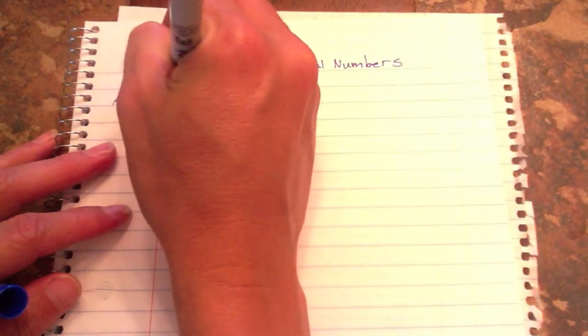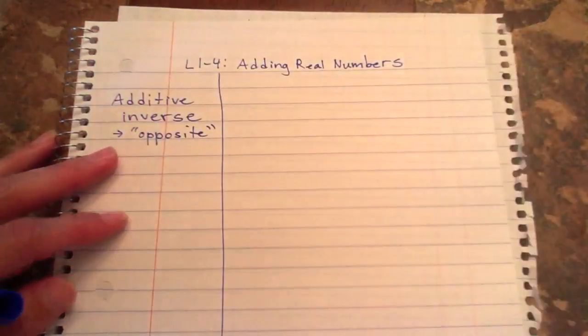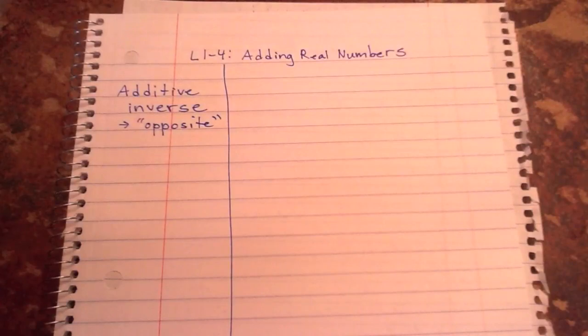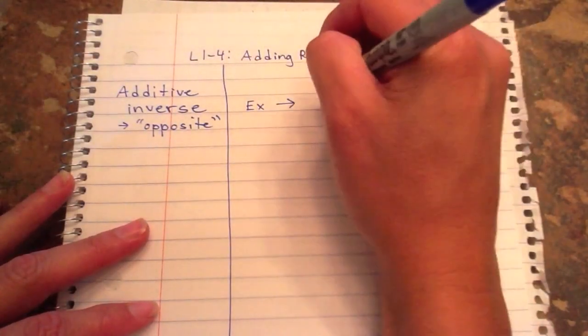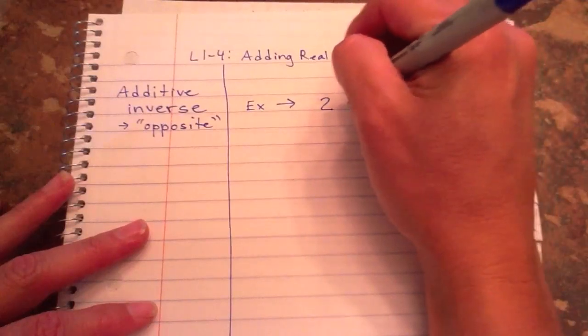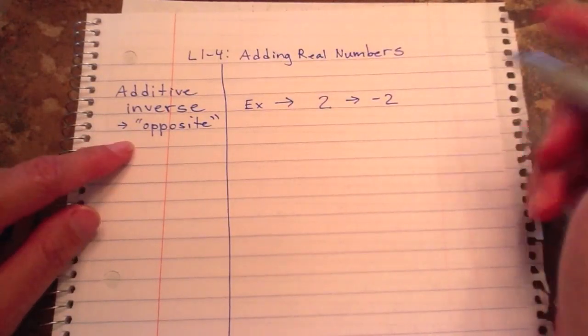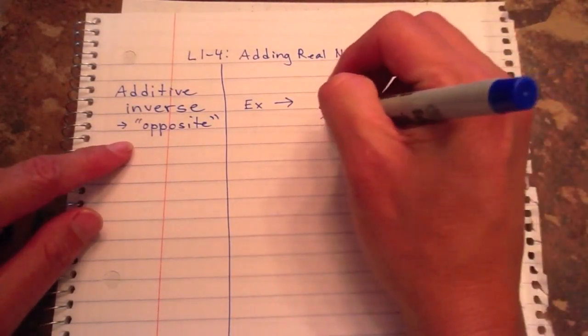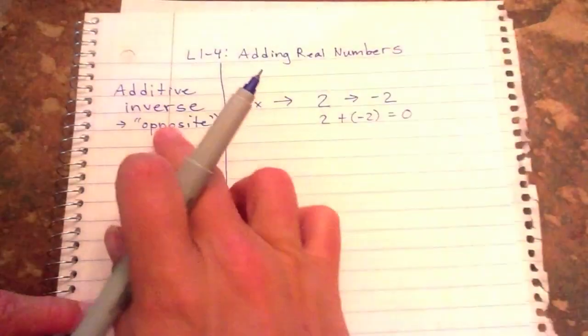So the additive inverse, whenever you hear me say that or you read it, just means opposite. So if it was 2, negative 2. If it was negative 4, positive 4. So an example of that, 2, negative 2. And what you're going to notice with the additive inverse, the opposite, is that whenever you add them, you should always have 0. 2 plus negative 2 equals 0. That should always happen with your opposites.